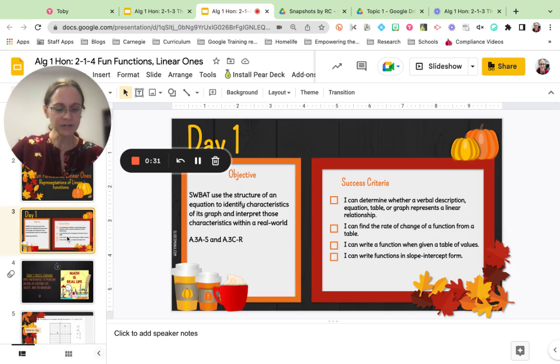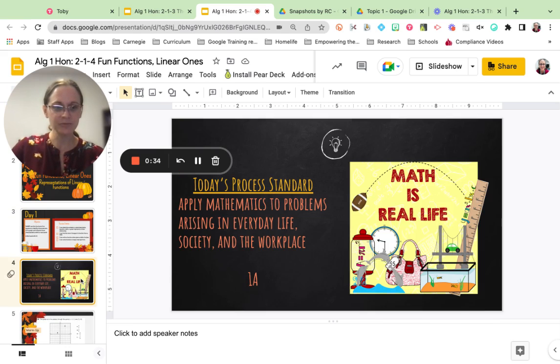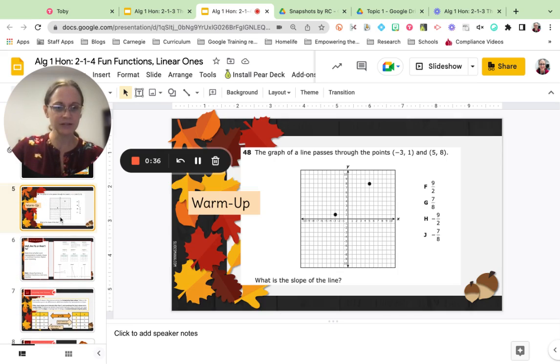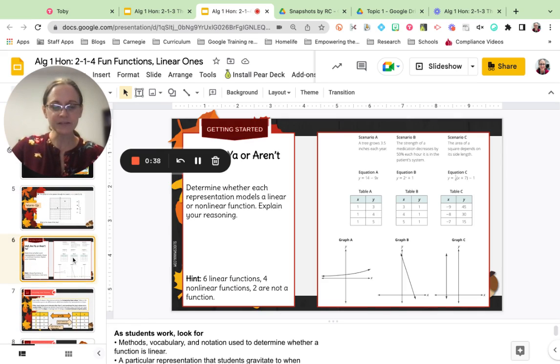This is a pretty straightforward lesson. It has success criteria and objectives in addition to a process standard and a STAR warm-up. For this first getting started activity, I've given the kids a hint to let them know how many of these are linear, how many are nonlinear, and how many are not functions. If you don't want them to have that hint, just make your own copy and delete it.